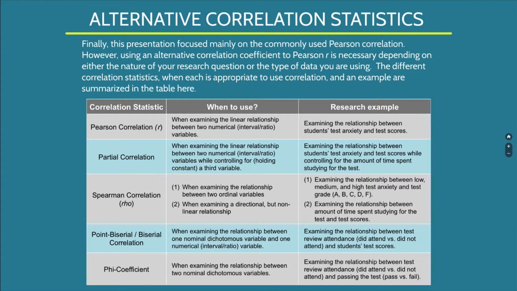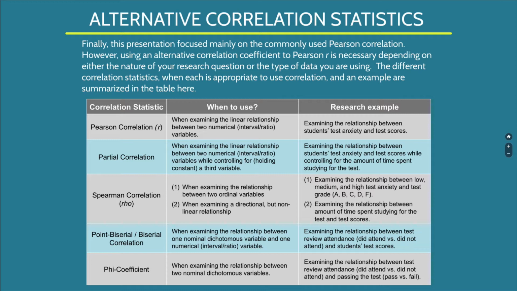The Pearson correlation, or Pearson R, should only be used when examining the linear relationship between two numerical variables that are on an interval ratio scale of measurement. For example, we would use the Pearson correlation if we wanted to examine the relationship between students' test anxiety on a numerical scale and their test scores in the class.